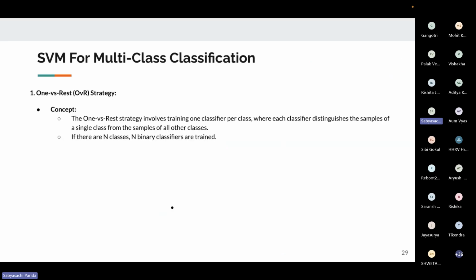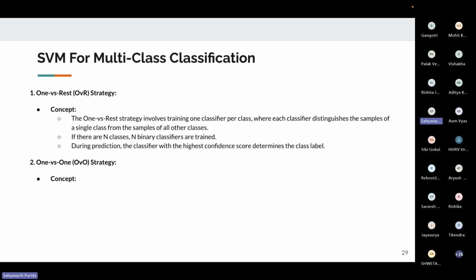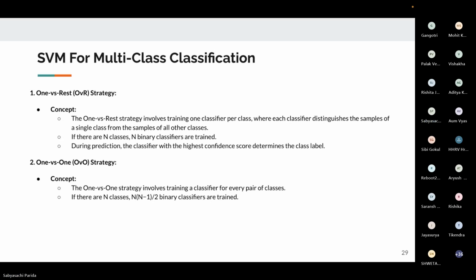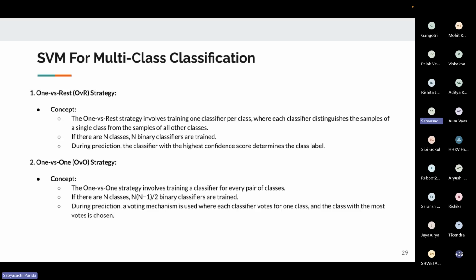There are different strategies for building a multi-class classification. One is the one versus rest strategy. The other is the one versus one strategy. In one versus rest, I am trying to build one classifier per class. That means the number of classifiers equals the number of classes that I have. During prediction, the classifier with the highest confidence score determines the class label.